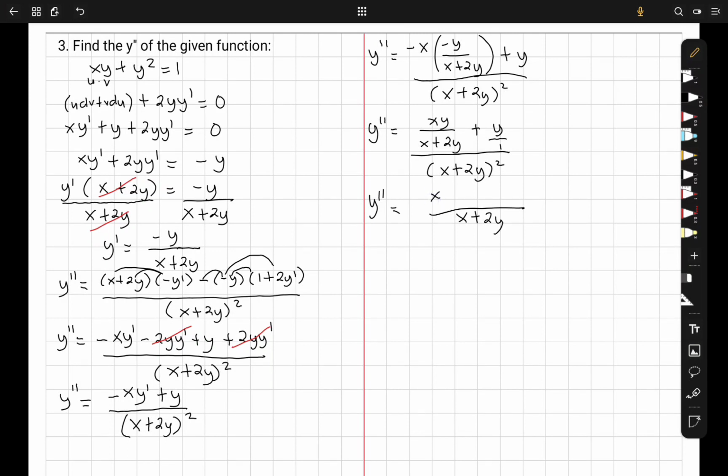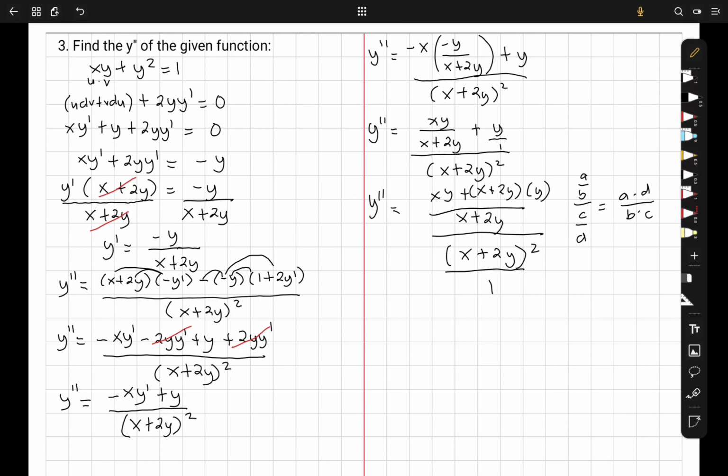So, magkakaroon lang tayo dito ng xy plus, tas dito, divide, x plus 2y multiplied by y, all over sa ating x plus 2y raised to 2. Siyempre, ito all over sa 1. Diba, meron tayong formula for the complex fraction. If meron tayong a all over b, all over c all over d, that is equal sa a multiplied by d all over b multiplied by c.